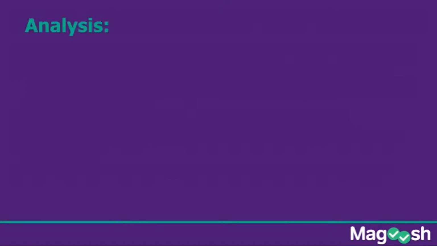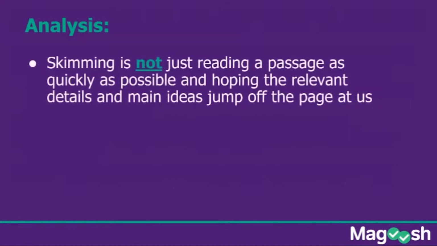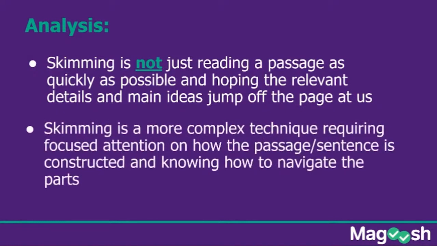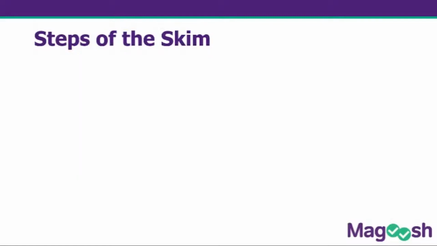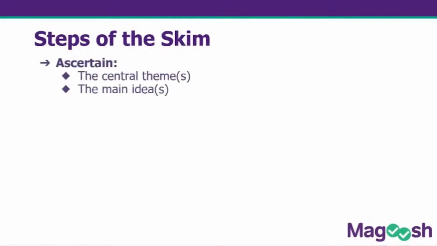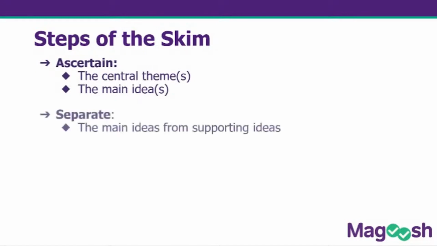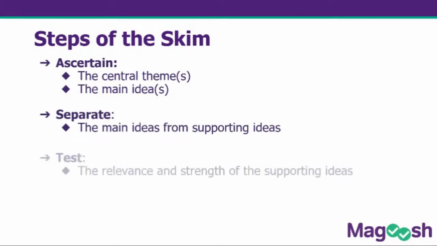A little bit of analysis. Skimming is not just reading a passage as quickly as possible. That's speed reading. That's a whole other thing. Skimming is a more complex technique requiring focused attention on how the passage or sentence is constructed and knowing how to navigate the parts. So let's break this down. The steps of the skim. First of all, you want to ascertain the central themes, the main ideas. Then you want to separate out the main ideas from supporting ideas. Now you want to test that.